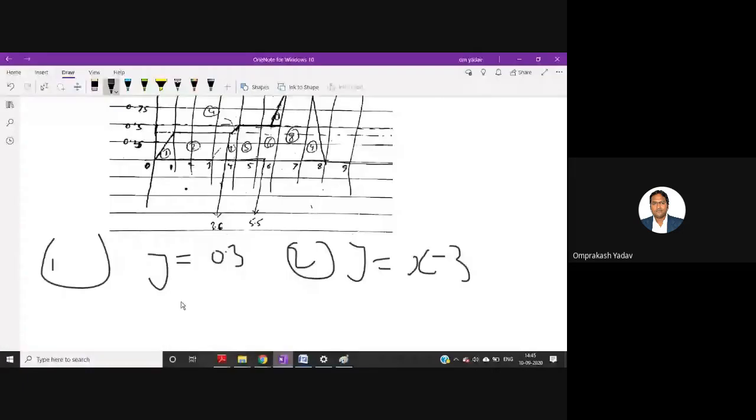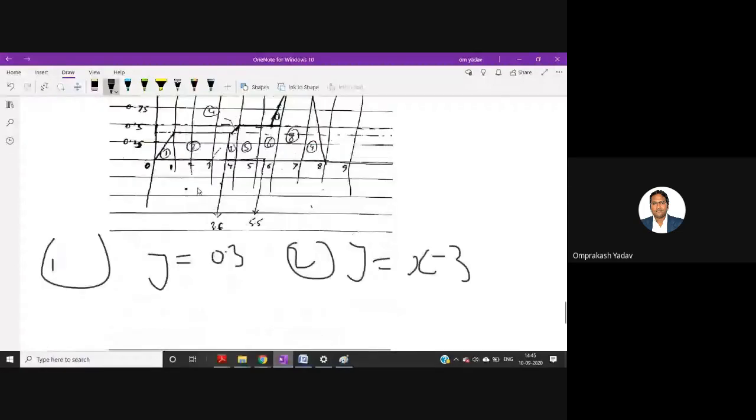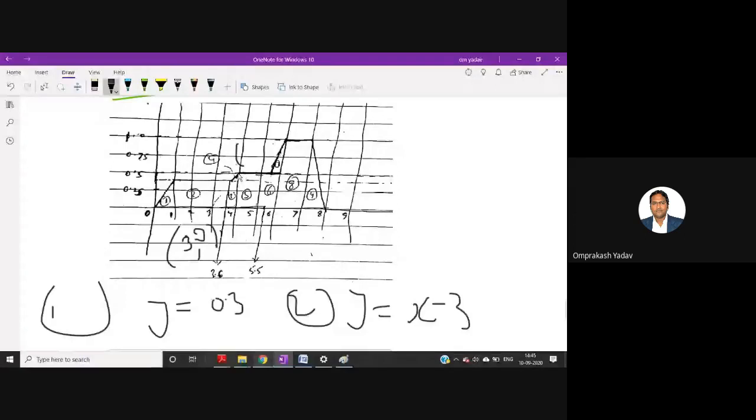Let's plot. Let's plot this. This is the point, so 3 comma 0. And the final point is this one, so this is 4 comma 0.5.